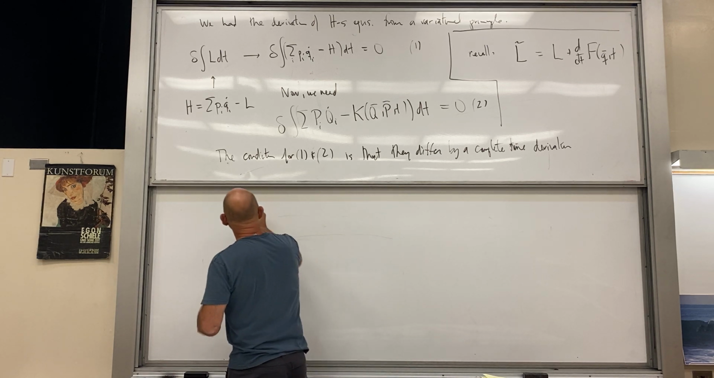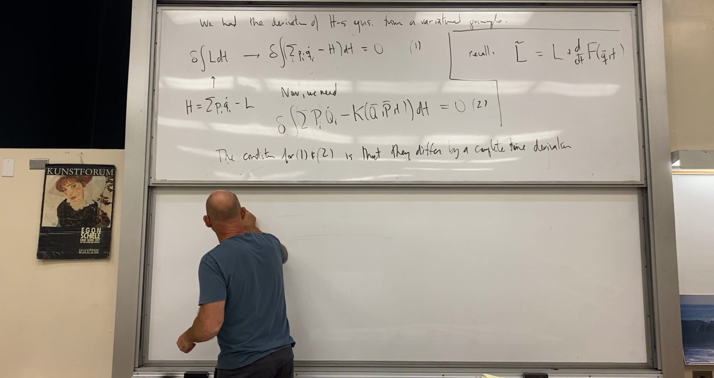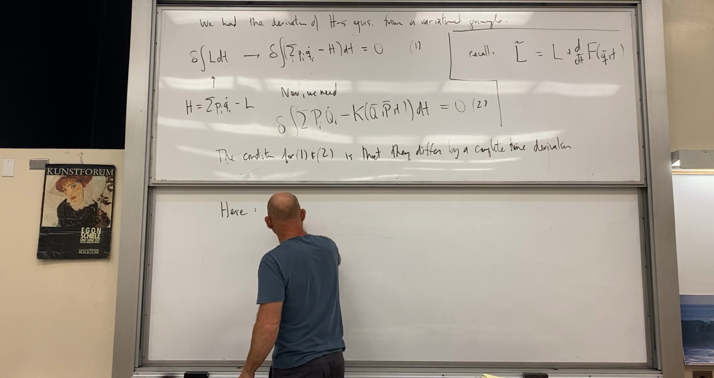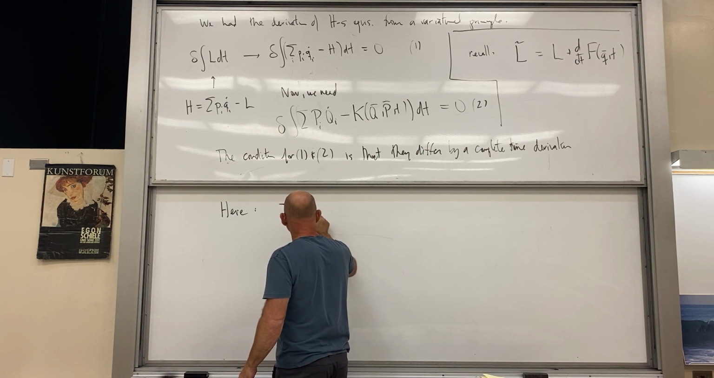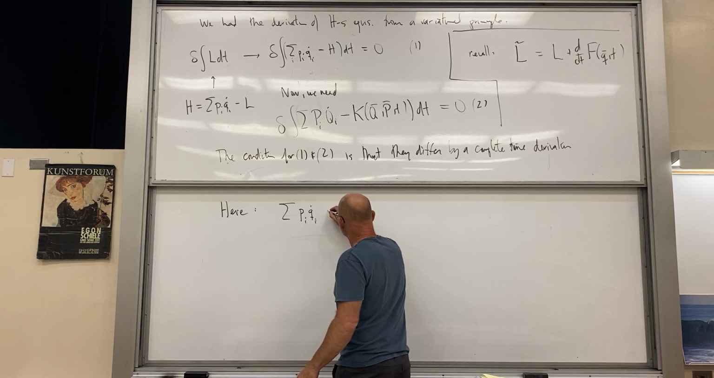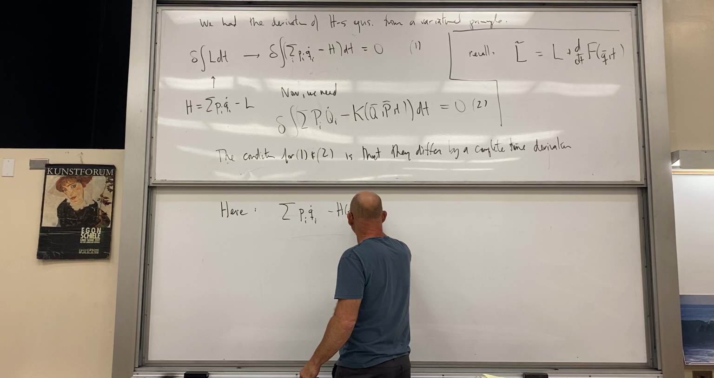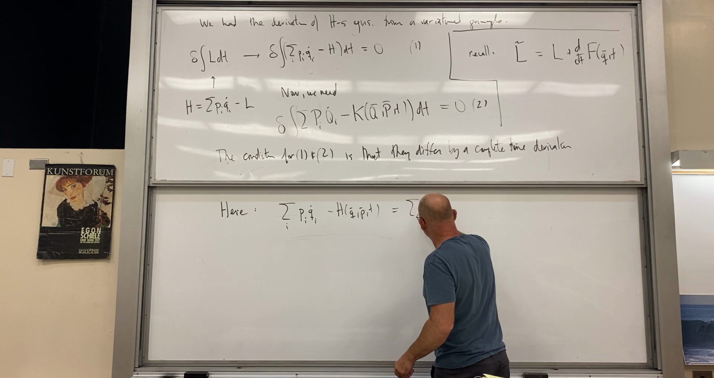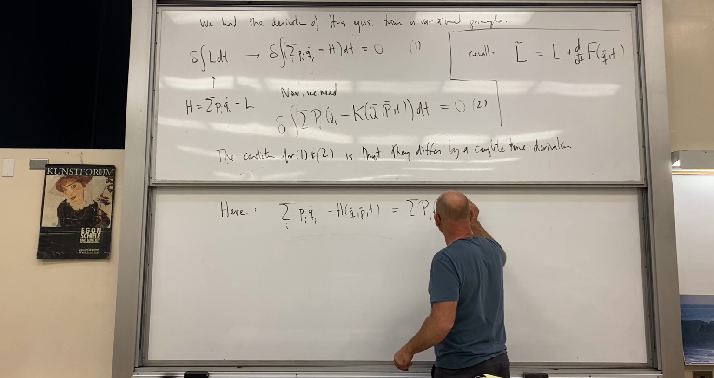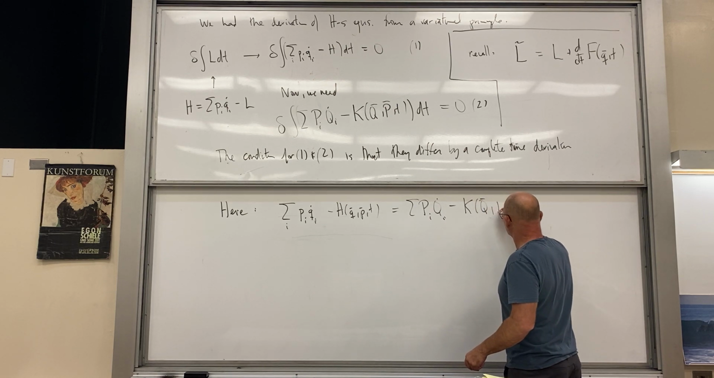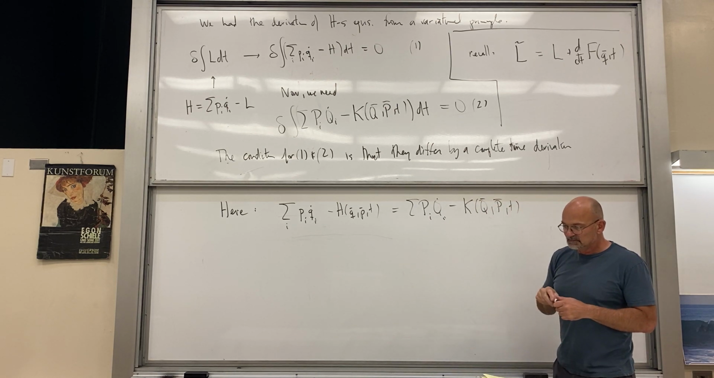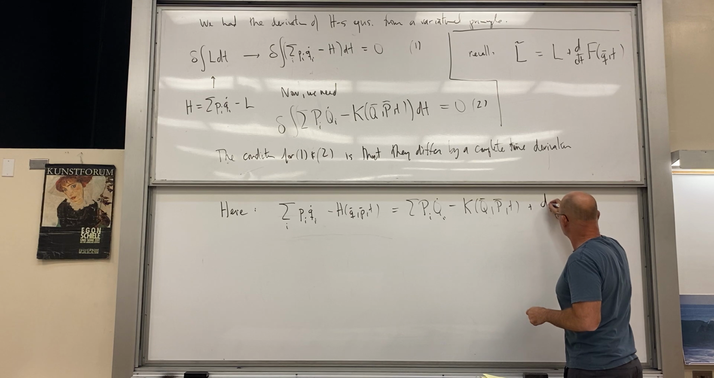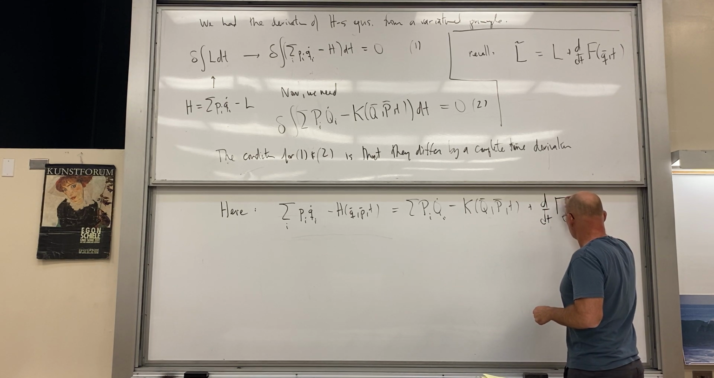So here, we're going to have the sum of p_i q_i dot minus H of q, p, and t, equal to the sum of capital Q_i dot minus K of capital Q, capital P, and t, plus the complete time derivative of a function.